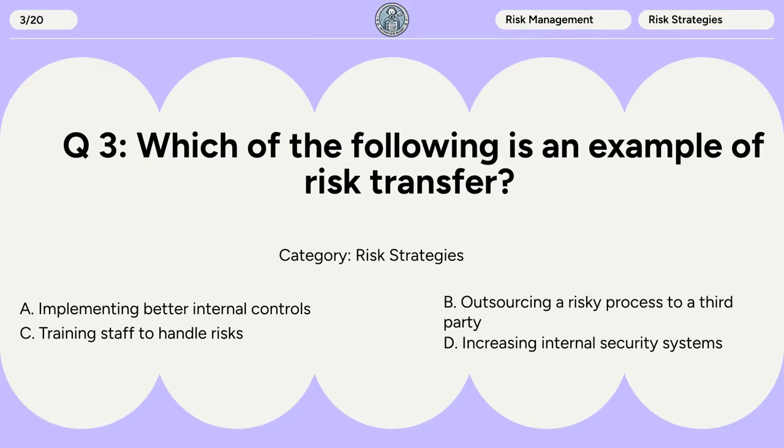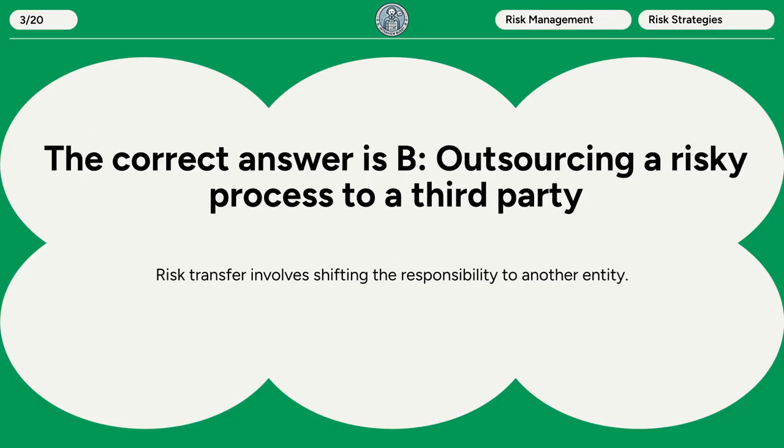Question 3. Which of the following is an example of risk transfer? A. Implementing better internal controls. B. Outsourcing a risky process to a third party. C. Training staff to handle risks. D. Increasing internal security systems. The correct answer is B. Outsourcing a risky process to a third party. Risk transfer involves shifting the responsibility to another entity.